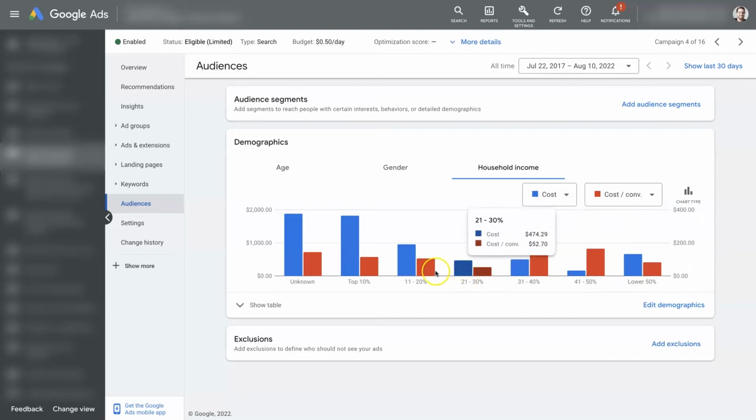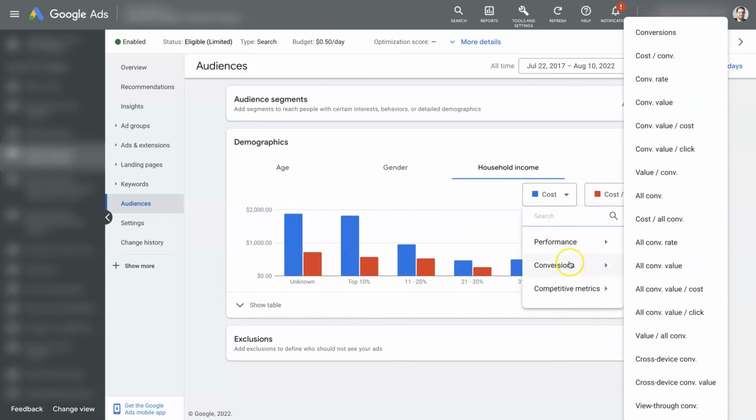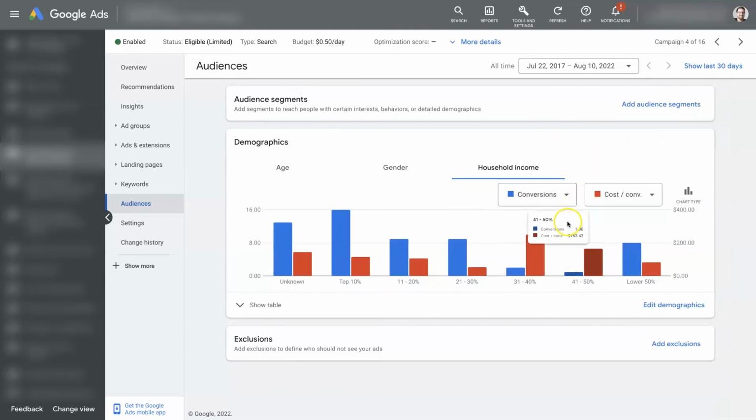But we can then look at this data and say, okay, looks like we don't really need to be running ads in these two categories because it's not getting us, I mean, if you look at the overall conversions, 2 and 3 conversions versus like 9, right? So what we would do then, now that we know that the 31 to 40%, or yeah, 31 to 40% and 41 to 50%.